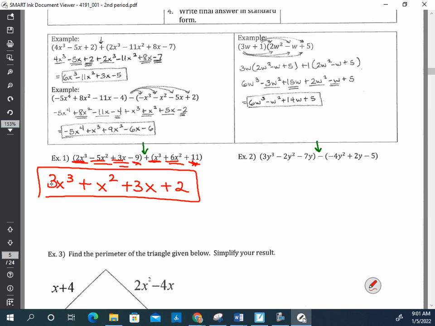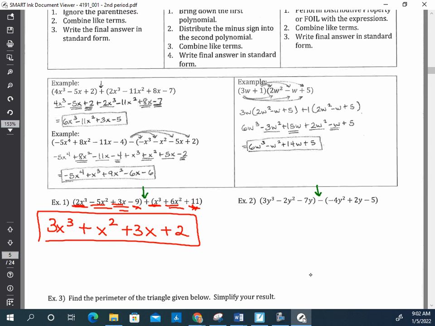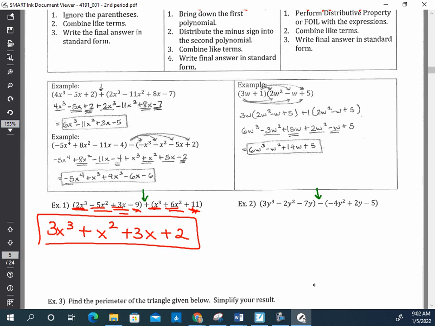Example 2, we have a subtraction problem. So if we follow our steps, first step, bring down the first polynomial. So whatever is in the first parentheses, simply bring it down.